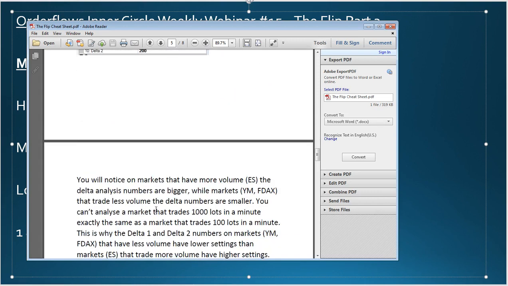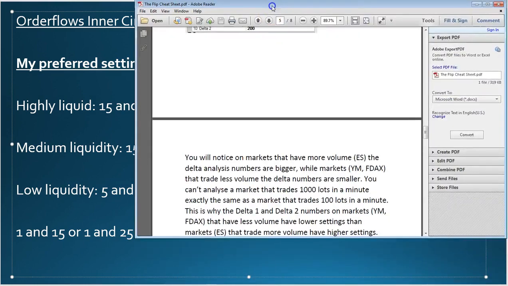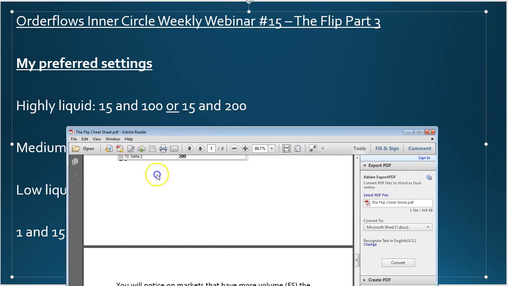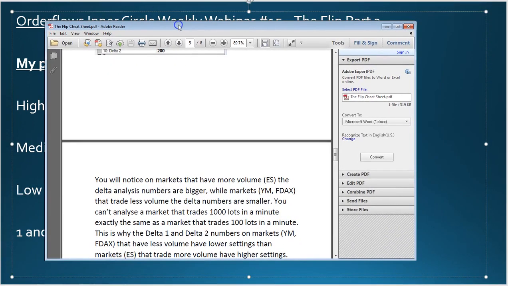Now, again, in the first presentation, I was talking about settings of 15 and 100, 15 and 200. Yeah, you could use them. It just opens things up a bit more, even though I wrote my preferred settings on this one and this one. Again, if you're using 15, it's more generous. You're going to get slightly more signals going off.